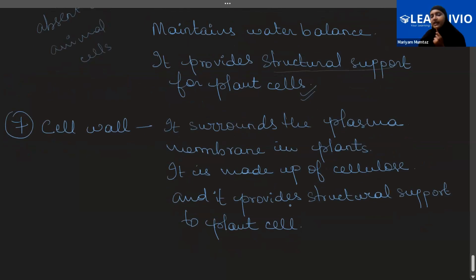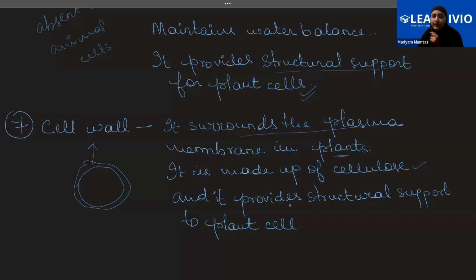Now coming on to the cell wall. The cell wall is a layer present on top of the plasma membrane. You remember plasma membrane being the outermost layer of the cell? Now this plasma membrane is surrounded by another wall, and that is the cell wall. It surrounds the plasma membrane, but only in the case of plants. It is made up of cellulose, and it provides structural support to the plant cell. Got it?